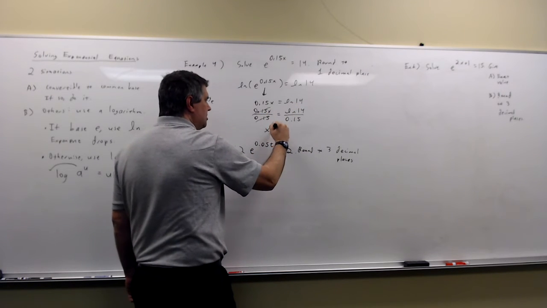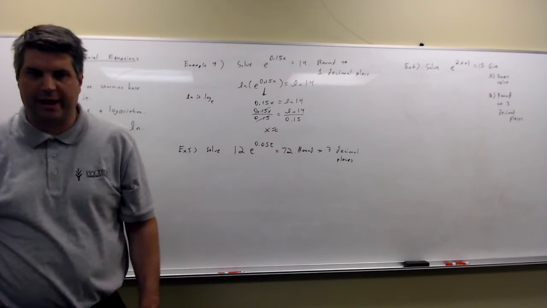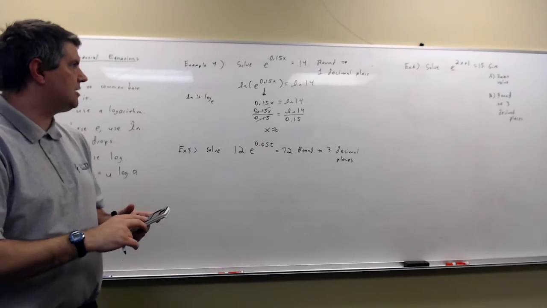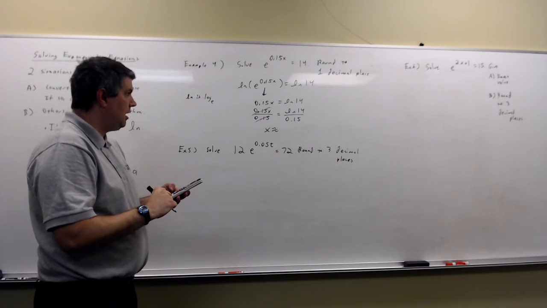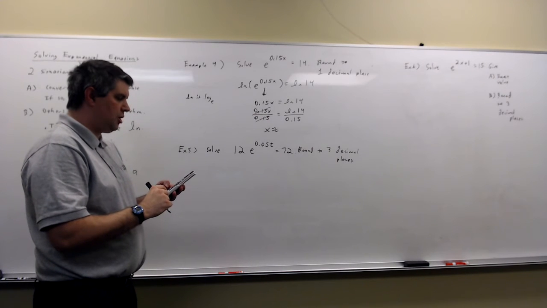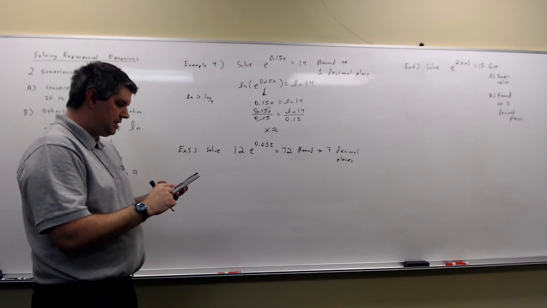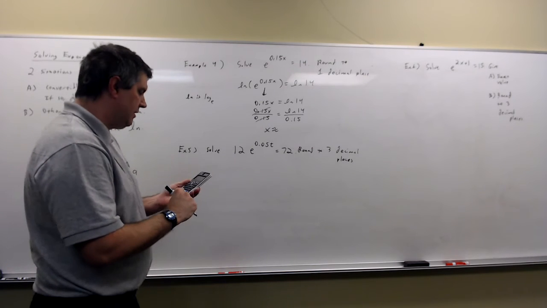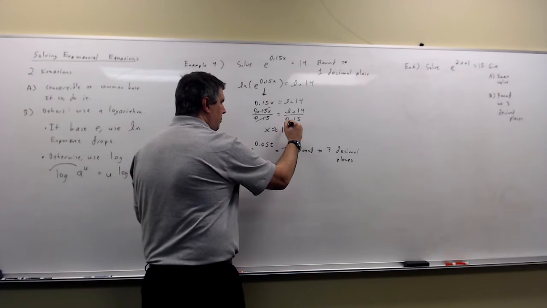And x is approximately, because it says round to 1 decimal place, I'm going to take the natural log of 14. I get 2.639 and so on, divided by 0.15, and the value rounds to 17.6.